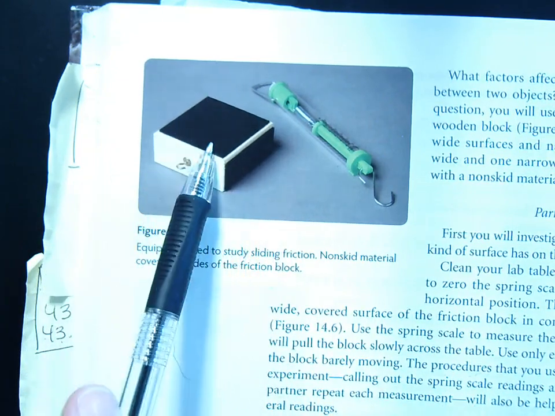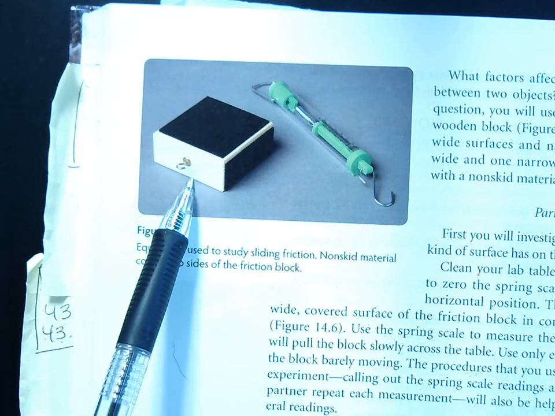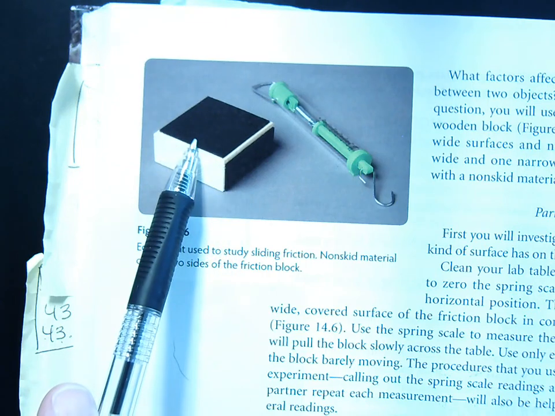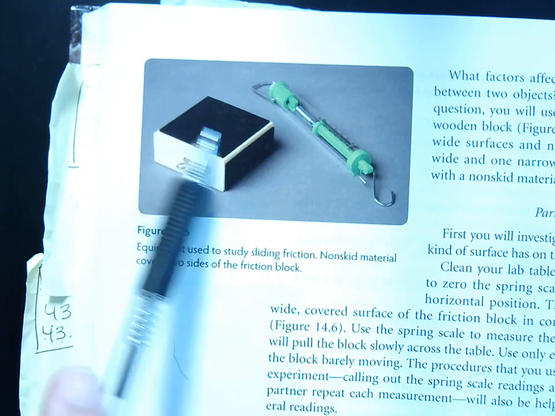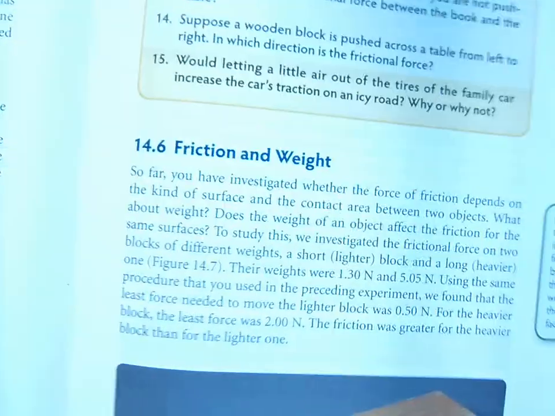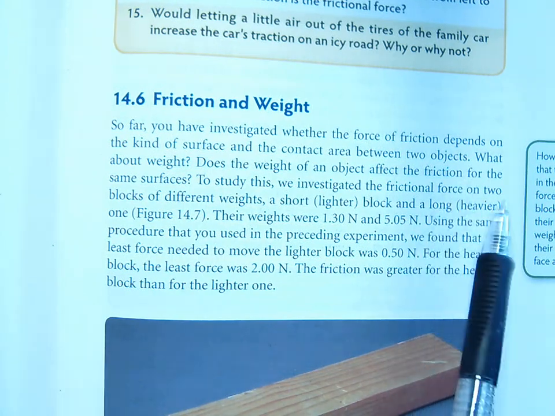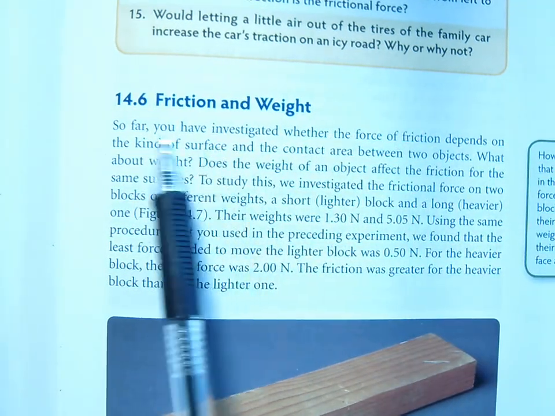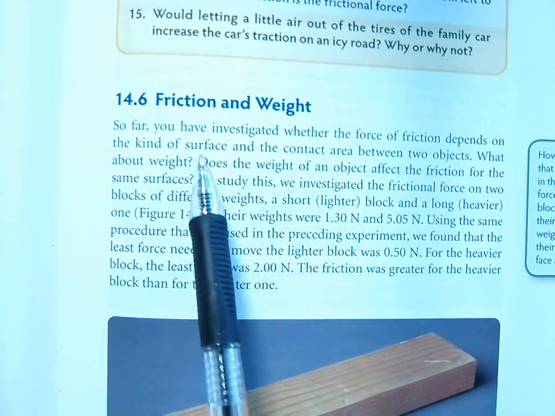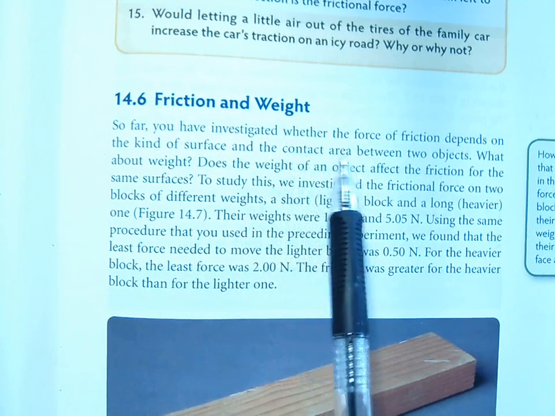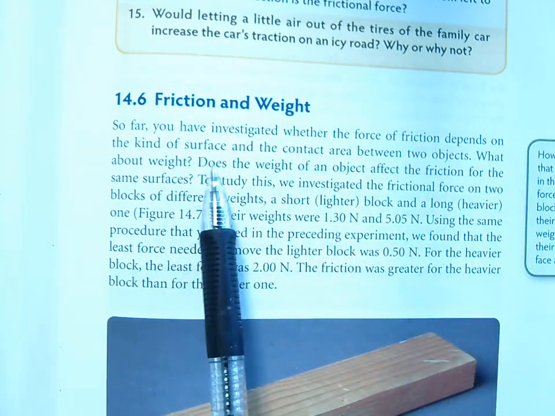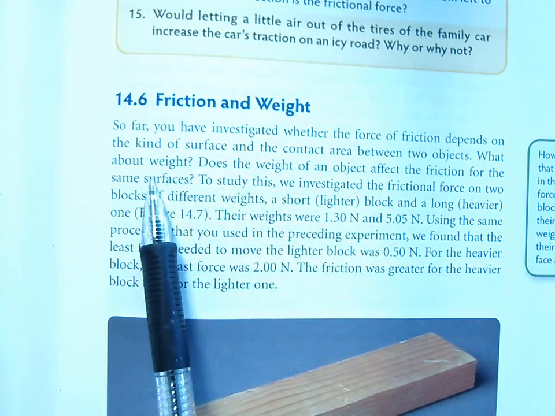Now, what we also found was that surface type does have something to do with the amount of friction. So if we compare this side that's covered to the side you can't see under here, that's uncovered, we should find that this surface requires more force, which means there's more friction with this kind of surface than with the smooth surface. So if we go back to 14.6 real quick, the recap is that the kind of surface or surface type does affect friction. However, the contact area, which we call surface area, does not affect friction.